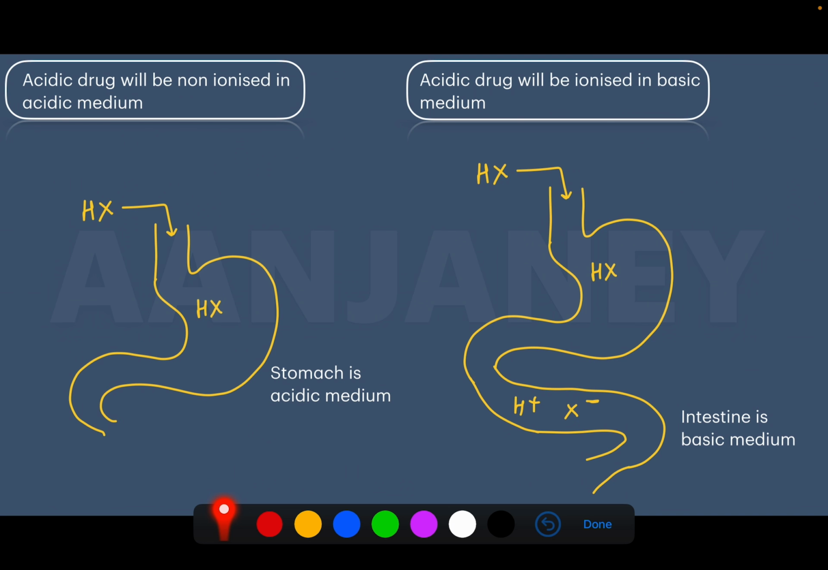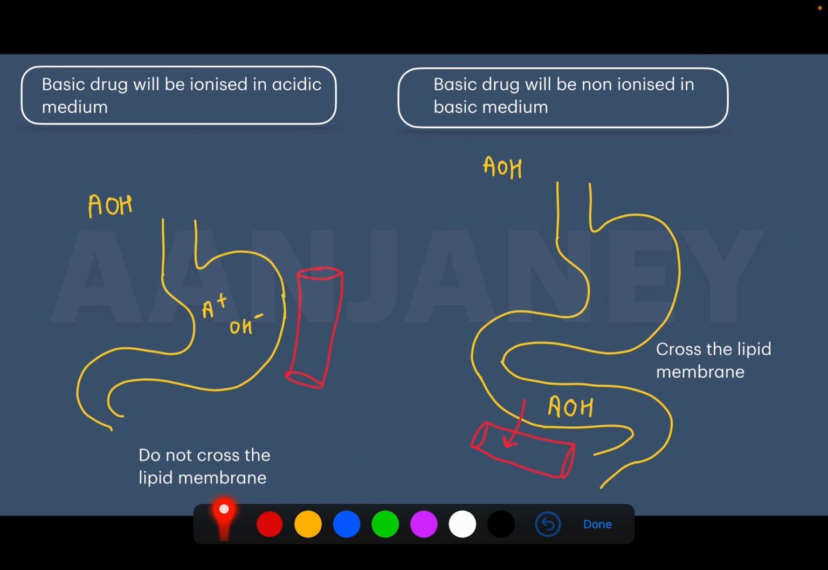So I can say that if the medium of the drug and the surrounding medium are the same, then it exists in non-ionized form, and if the medium is different, let's say the outside medium is basic and the drug is acidic, then it will exist in the ionized form. Same way, when a basic drug is put in an acidic environment, it will be in ionized form, while when a basic drug is put in a basic environment, it will be in non-ionized form.